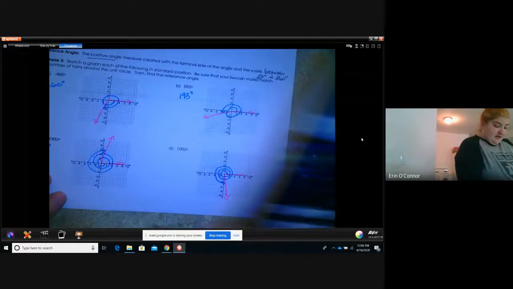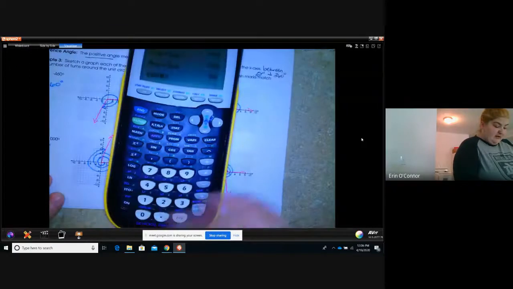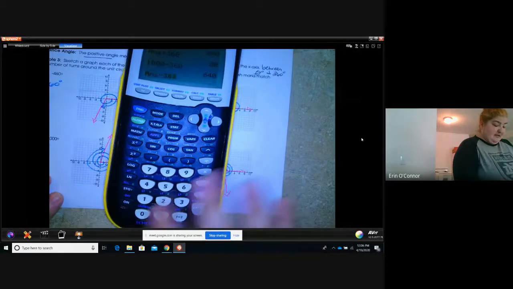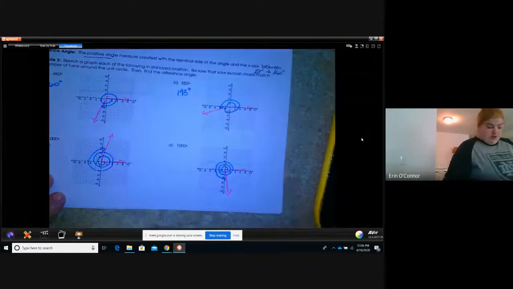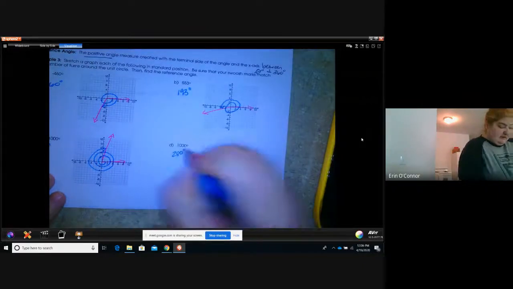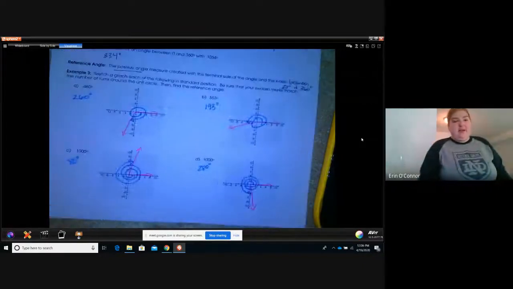And to get the reference angle, we're going to start with 1000 and subtract 360. And it's not going to be 80. So this is why you guys always need to do it this way. It's actually 280 this time. 280 degrees. And that's our lesson for today.